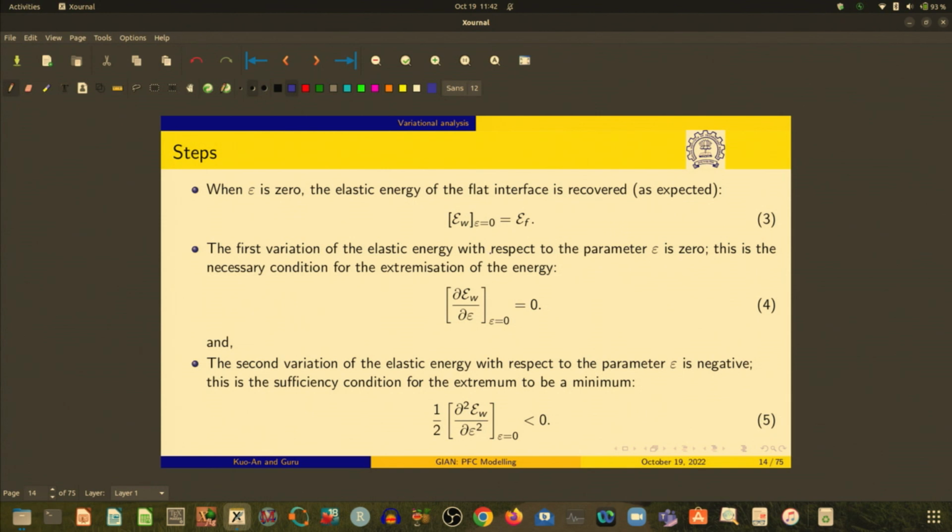Second variation of elastic energy with respect to the disturbance parameter should be negative, because that is the sufficiency condition for the extremum to be a minimum. So, we want to do this. Now, as you can see, some things are easy and some things are hard, because if you have prescribed displacement etc., it is very easy. Prescribed traction is a bit of a pain. So, most of the effort is going to go into this gamma surface, the rest of it is fairly trivial as you would see. So, let us do one by one.